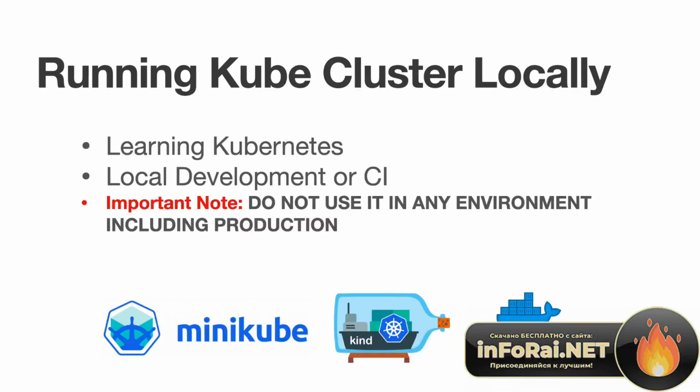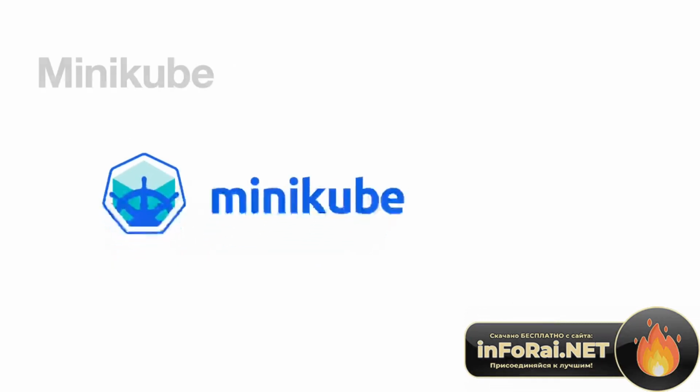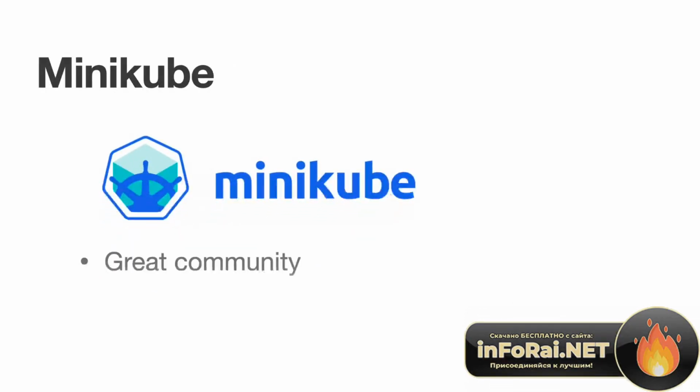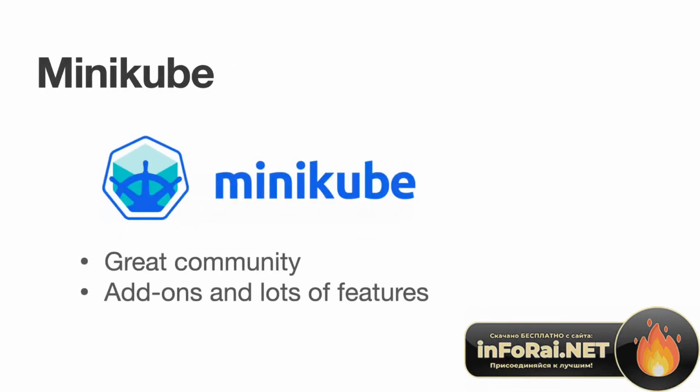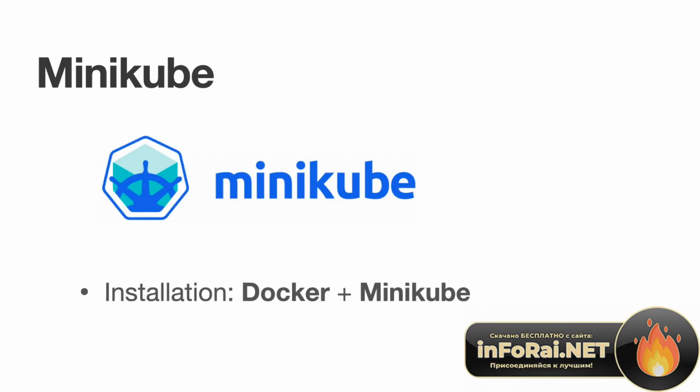Now, for this course, we're going to use Minikube, and this is because Minikube has a great community, lots of add-ons and features, and it has great documentation. Also, you'll see plenty of tutorials out there based off Minikube. Now, the installation process is really simple. All you need is to have Docker installed and then Minikube, and off you go. Next, let's go ahead and install Docker and then Minikube on our local machine.